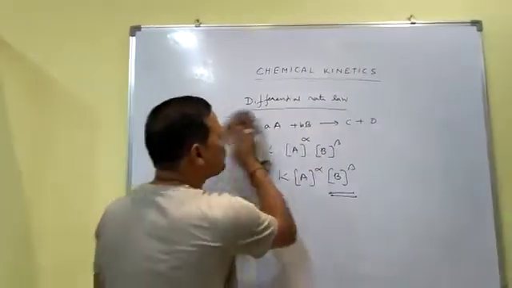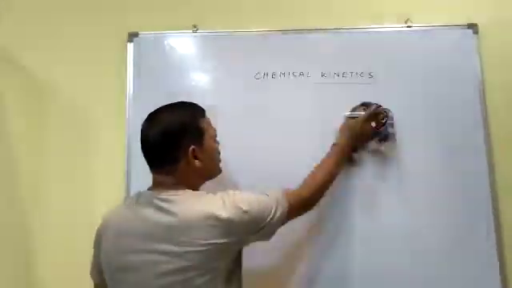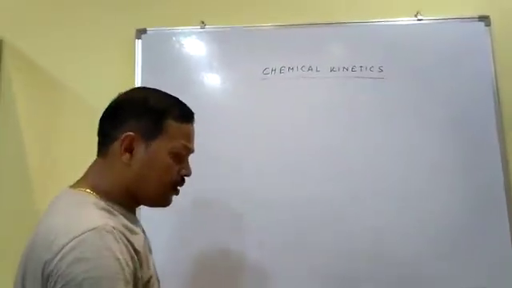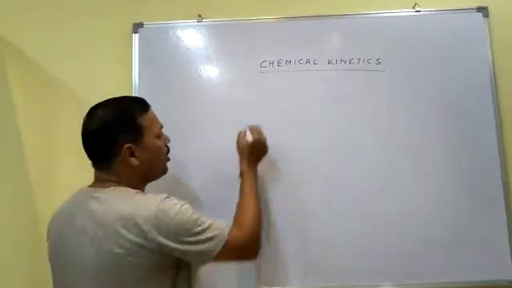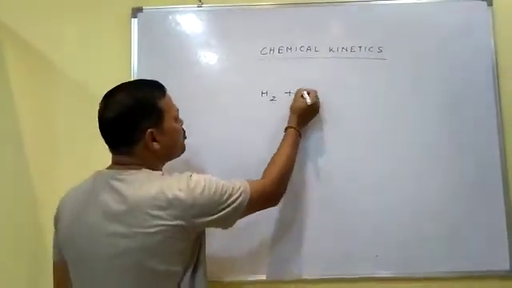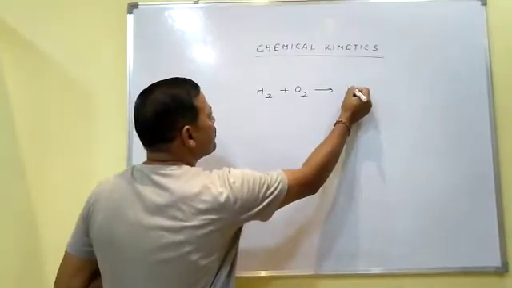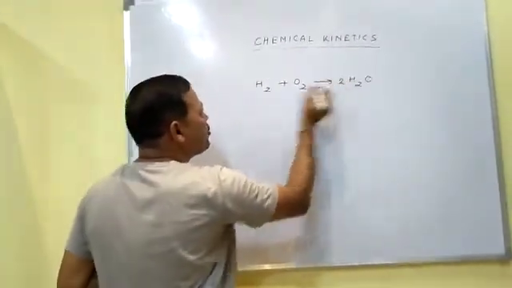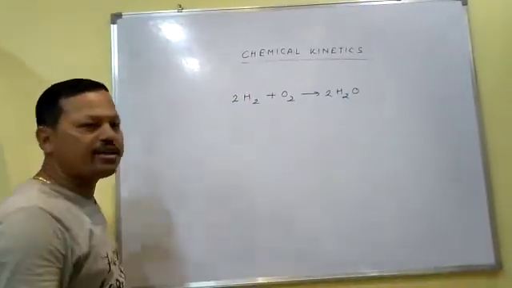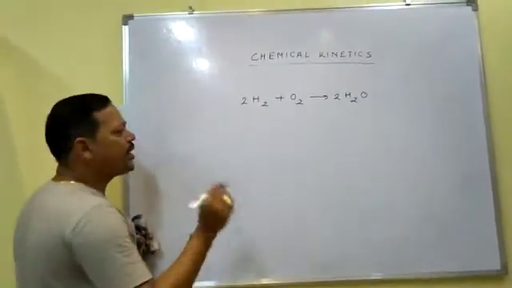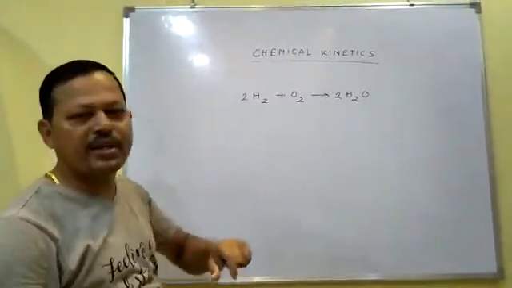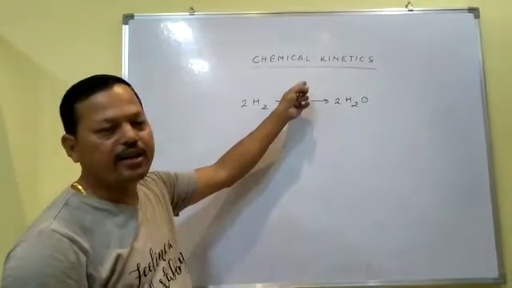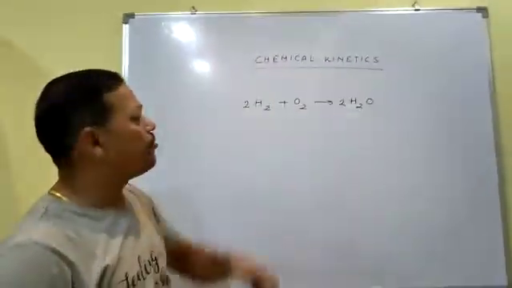Now this is about differential rate law. If a reaction is given like this, H2 plus O2 gives H2O, to balance it you put 2 here like this. Suppose the reaction is given. If you want to express the rate of a chemical reaction, you can express the rate by applying differential rate law also, by applying that formula also.